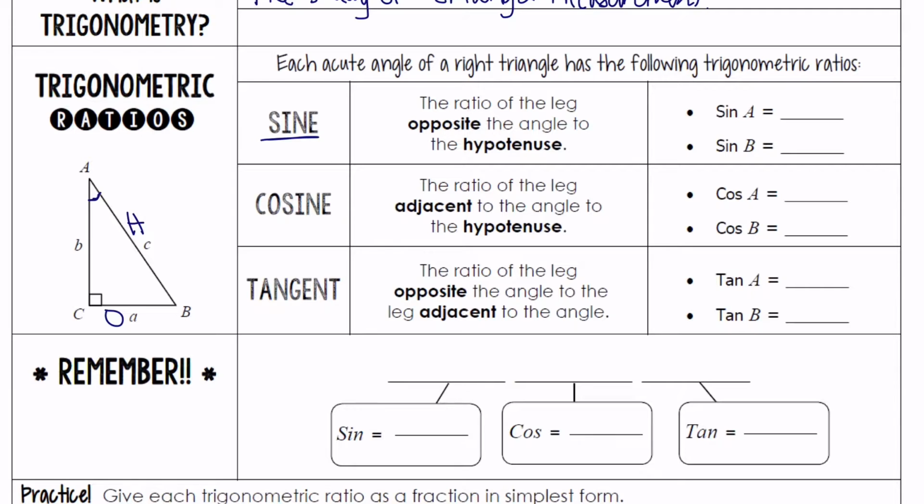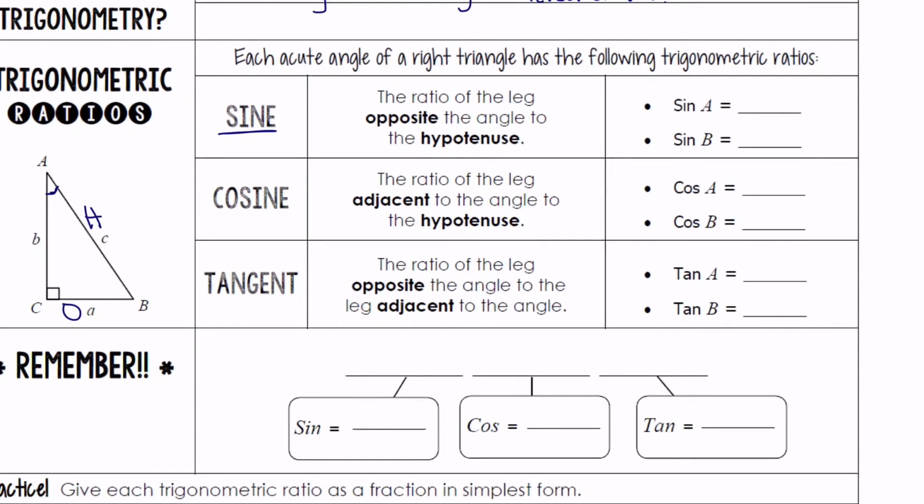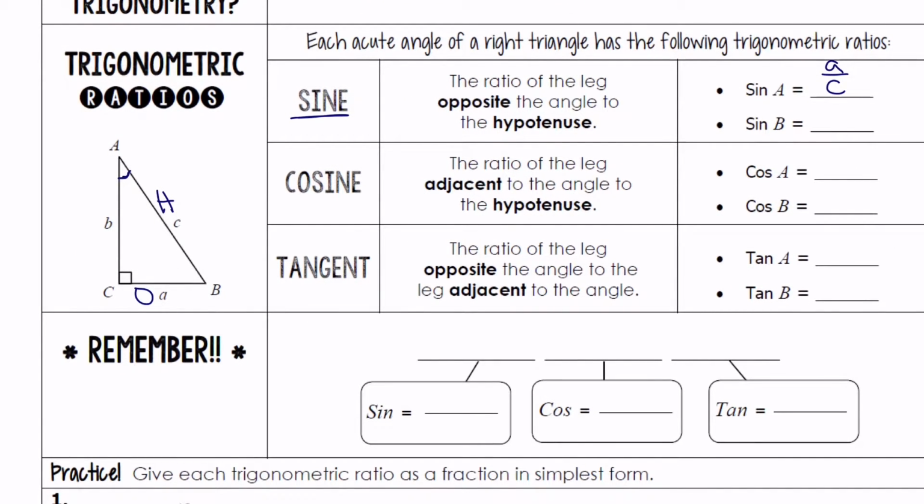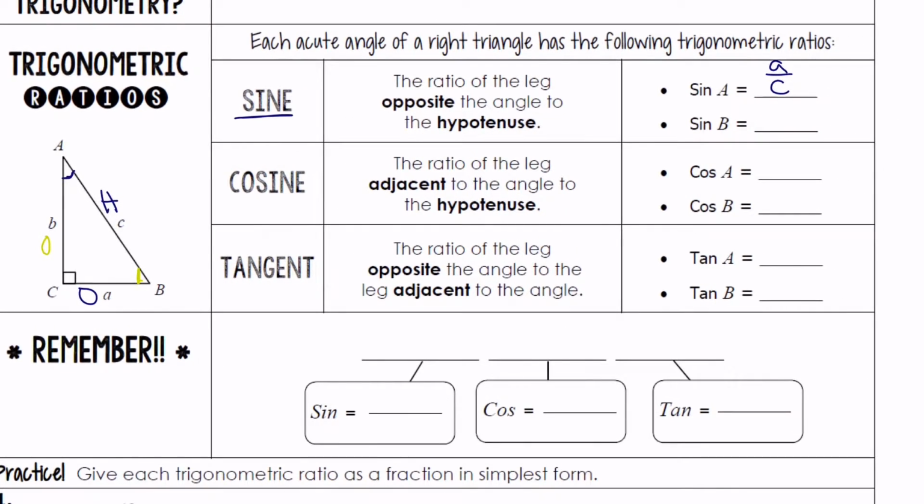There are two legs, however, and so when you're dealing with sine, it's the leg opposite the angle. So the sine of angle A in this case is side A over the hypotenuse C. Okay. Then if I want to look at angle B here, the sine of angle B is the side opposite it, which in this case is side B, over the hypotenuse as well. So B over C.